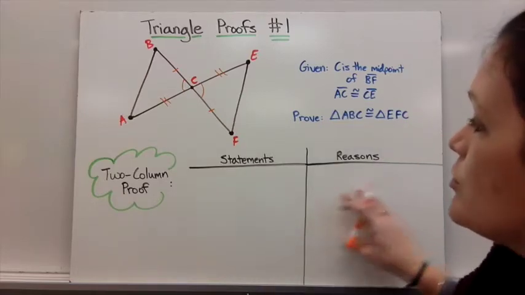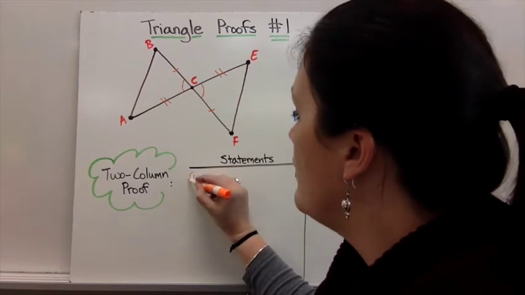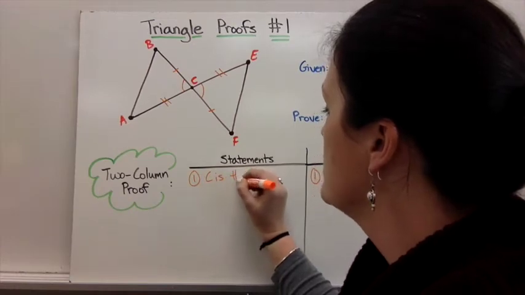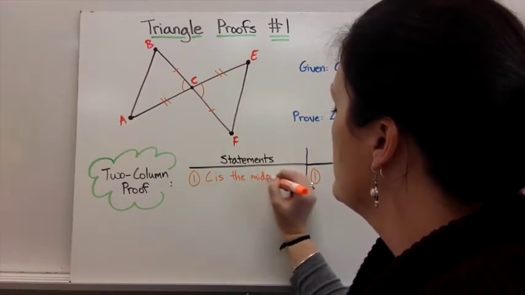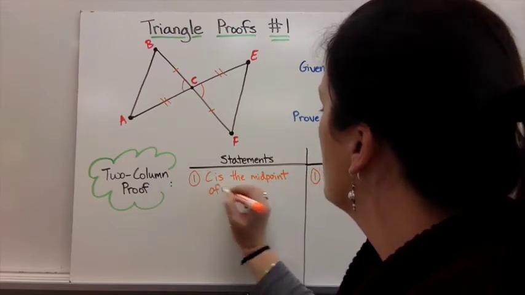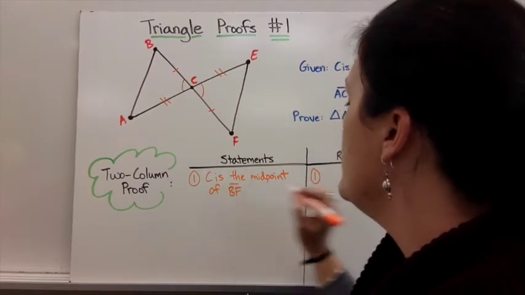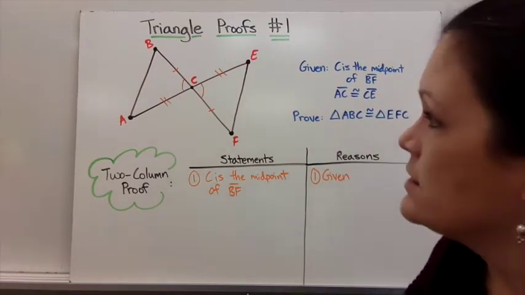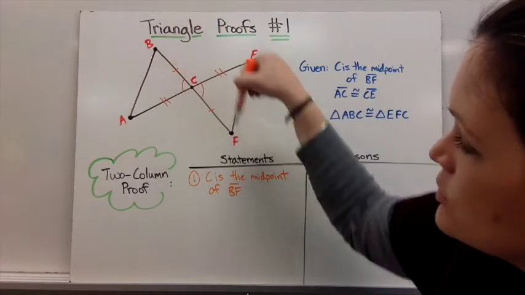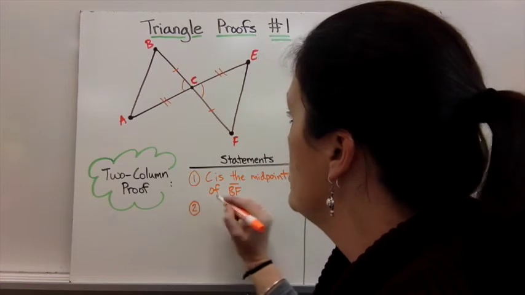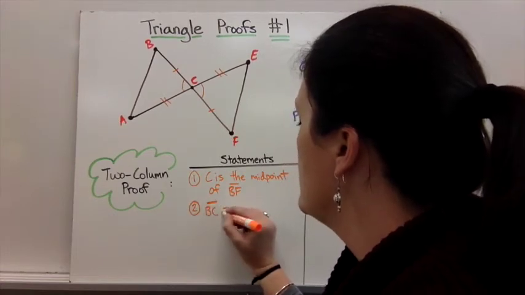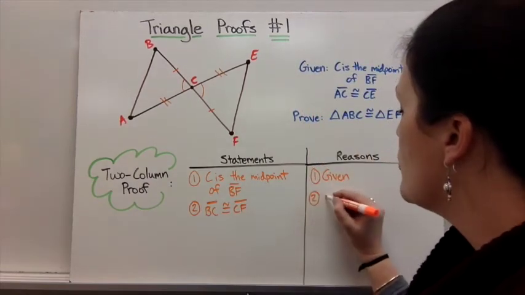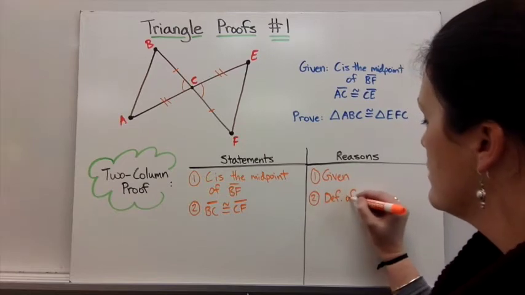So let's write out our formal proof with a two-column setup. Number one is going to be our given. C is the midpoint of segment BF, and that was given. So just like we labeled the figure, what did that tell us? That told us that BC is congruent to CF. So let's state that second. Let's say segment BC is congruent to segment CF, and the reason is we would say definition of midpoint.